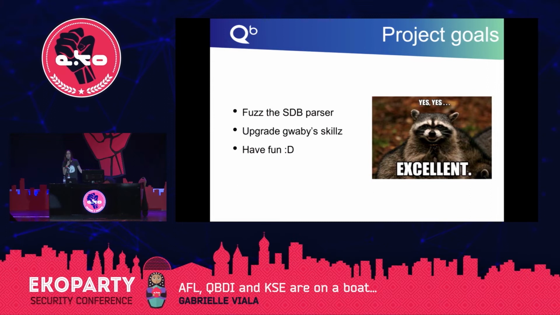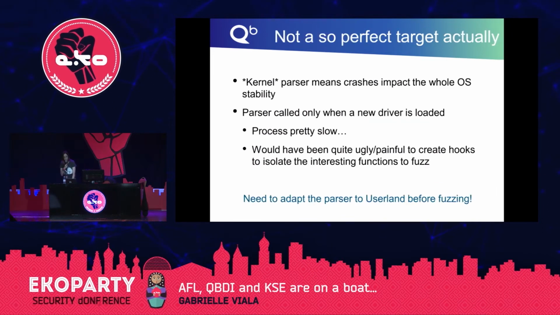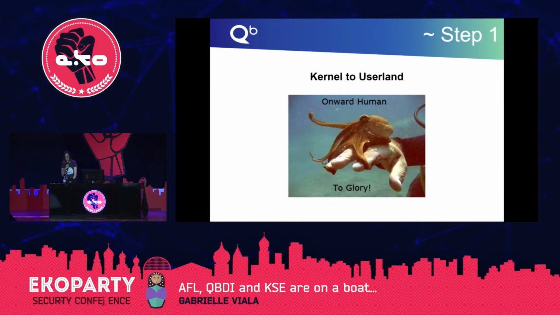So, as I wanted to try fuzzing something for the first time, I decided to use it as my target. It was just perfect. Well, not really perfect, because remember, we are in kernel, and that's not really convenient to fuzz. Besides, the parser is used only when a driver is loaded, and the process is quite slow, so it's not really optimum as well. I was quite lazy, so I didn't want to create hooks to isolate the interesting function. So I decided to adapt the parser from kernel to userland. So yeah, that's my first step.